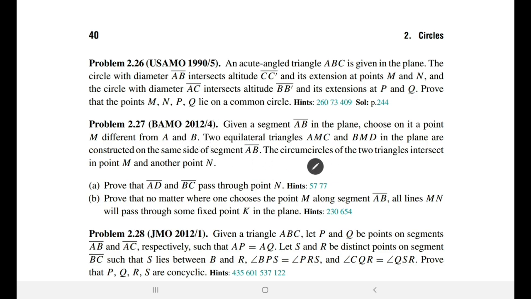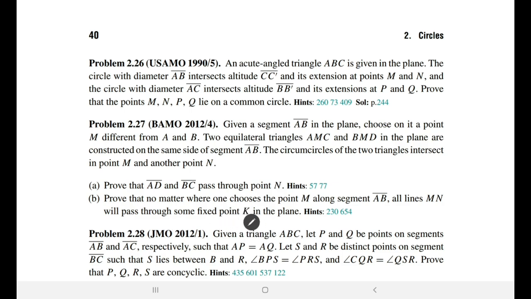Whenever you have a moving point question, what do I mean by that? Just look here, for example, at what they are telling us. Prove that no matter where one chooses the point M along this segment, all the lines will pass through some fixed point. So this is what I call here a moving point. They are moving the point M, and when they are moving the point M, the line MN is changing, of course, but we need to prove that it's always going to pass through some fixed point.